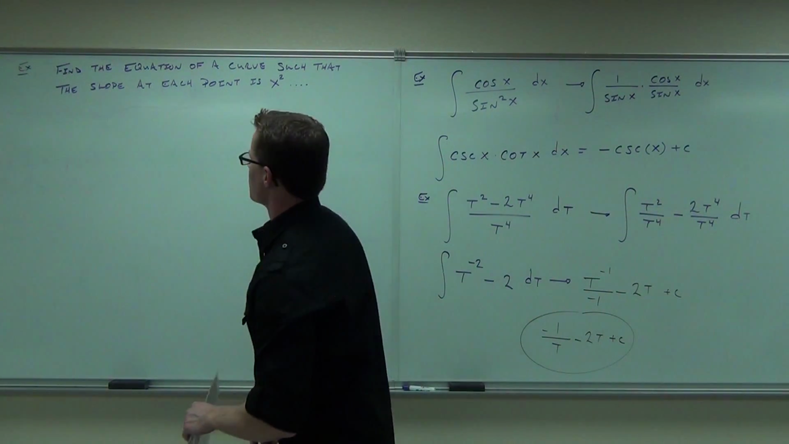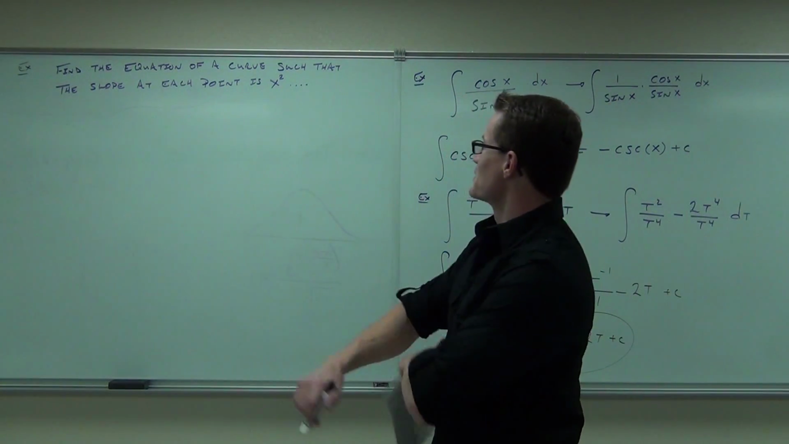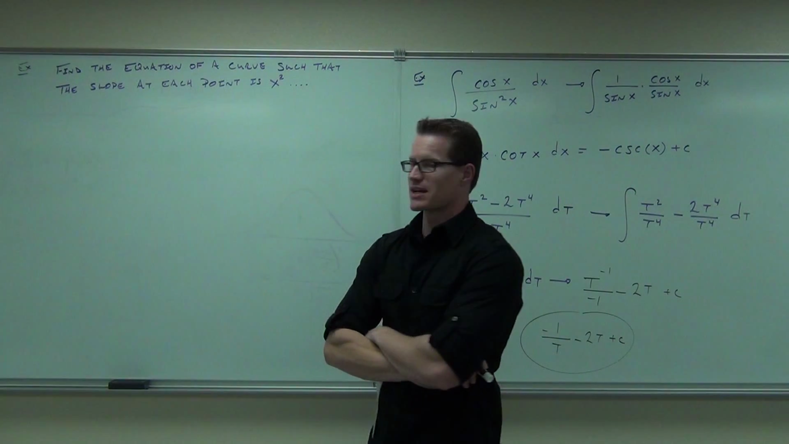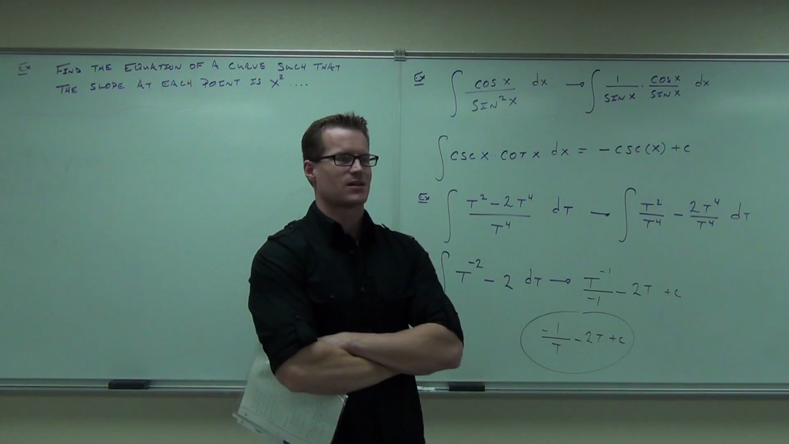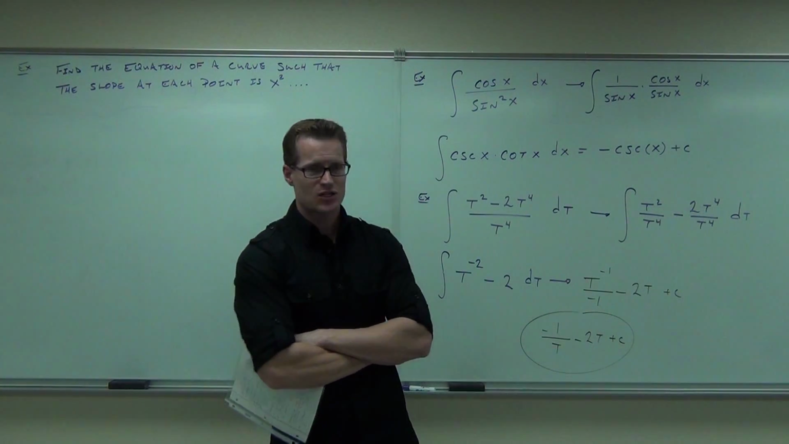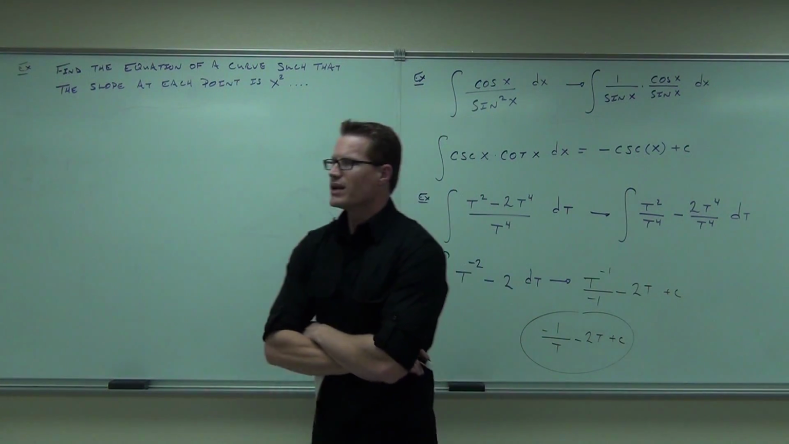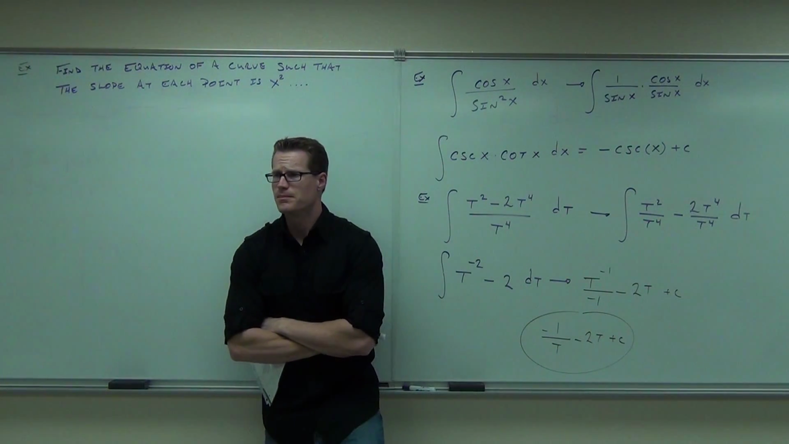Now let's look at the next question. Find the equation of a curve. Well, you better get used to it. Find the equation of a curve such that the slope at each point is x squared. Let's think about what this means. What gives you the slope of an equation?